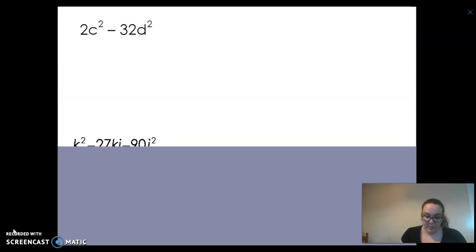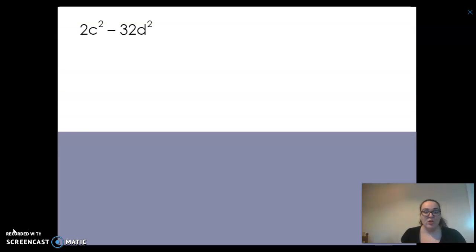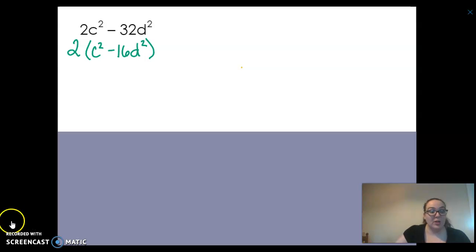Here we have our 2c squared minus 32d squared. I want you to pause and see if there's a GCF. If there is, take it out. Alright, indeed, there was a greatest common factor of 2 here. Just because I took out the greatest common factor does not mean I'm done.